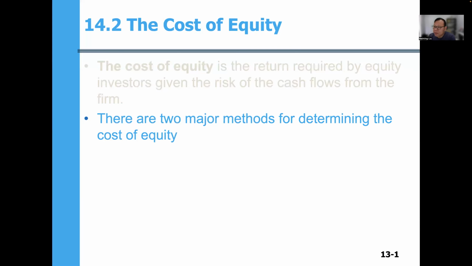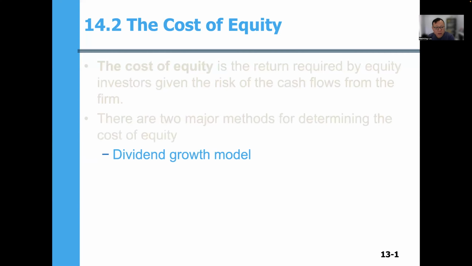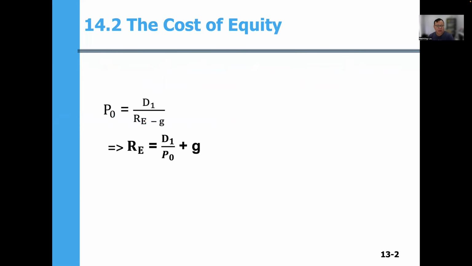So there are two major methods to determine the cost of equity. The first one, we are using the dividend growth model, and this dividend growth model is not new to you. The second one is the security market line or CAPM model. So for this one, this is the dividend growth model.